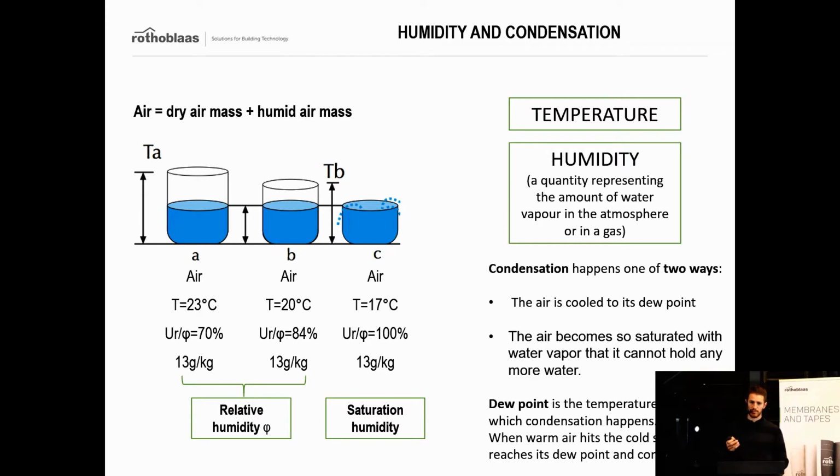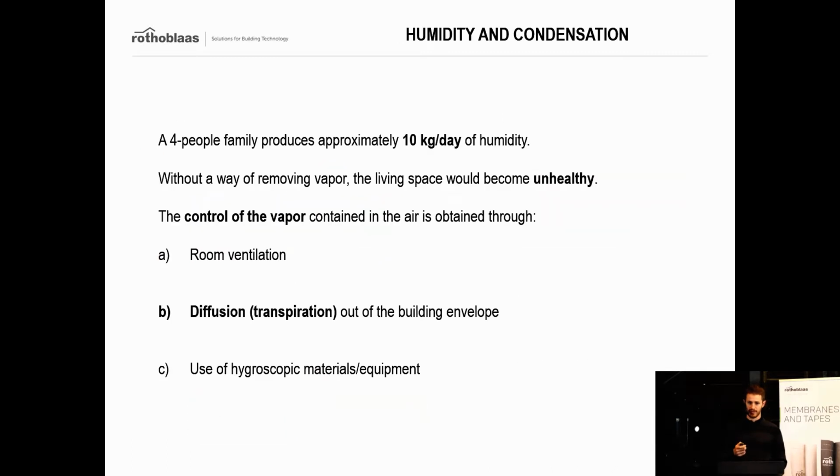The relationship between temperature and humidity, that's really the two things that you have to talk about. Just to give an example, a family of 4 people is producing approximately 10 kilos of humidity a day, just cooking through our breath, for instance. And so this can actually make a very unhealthy place in which we live in. So the easiest thing to do, most of all, is ventilating the room.